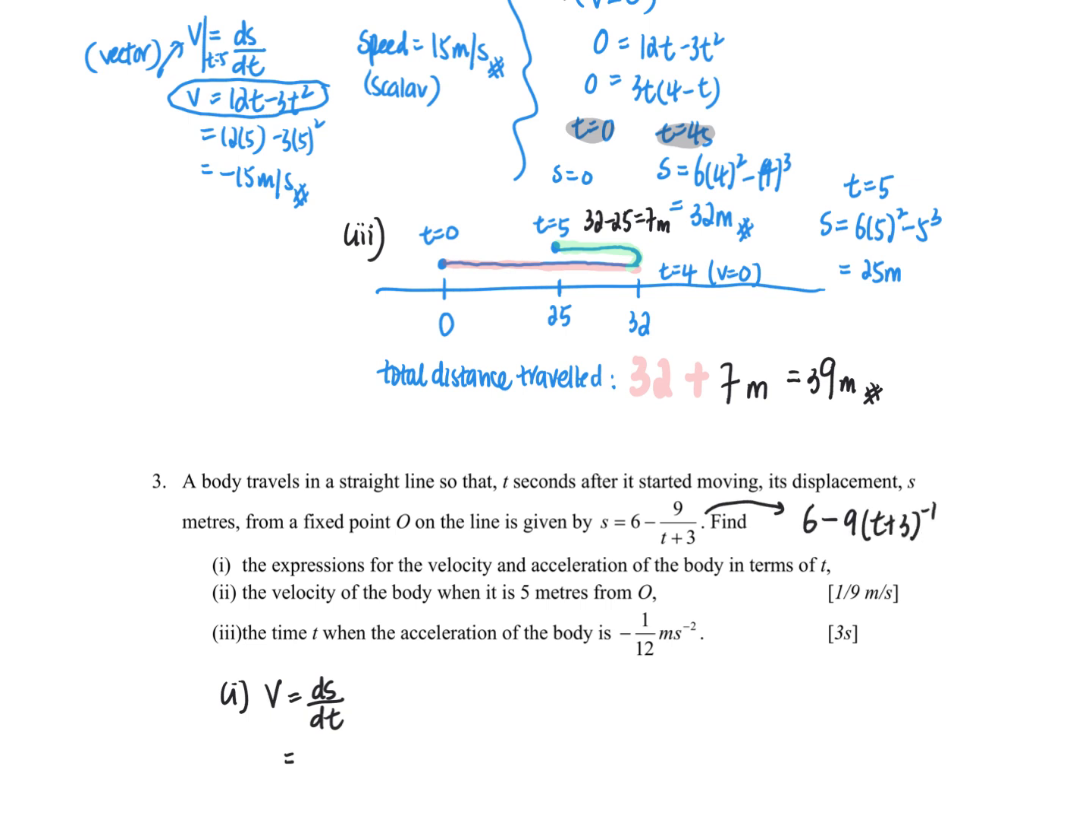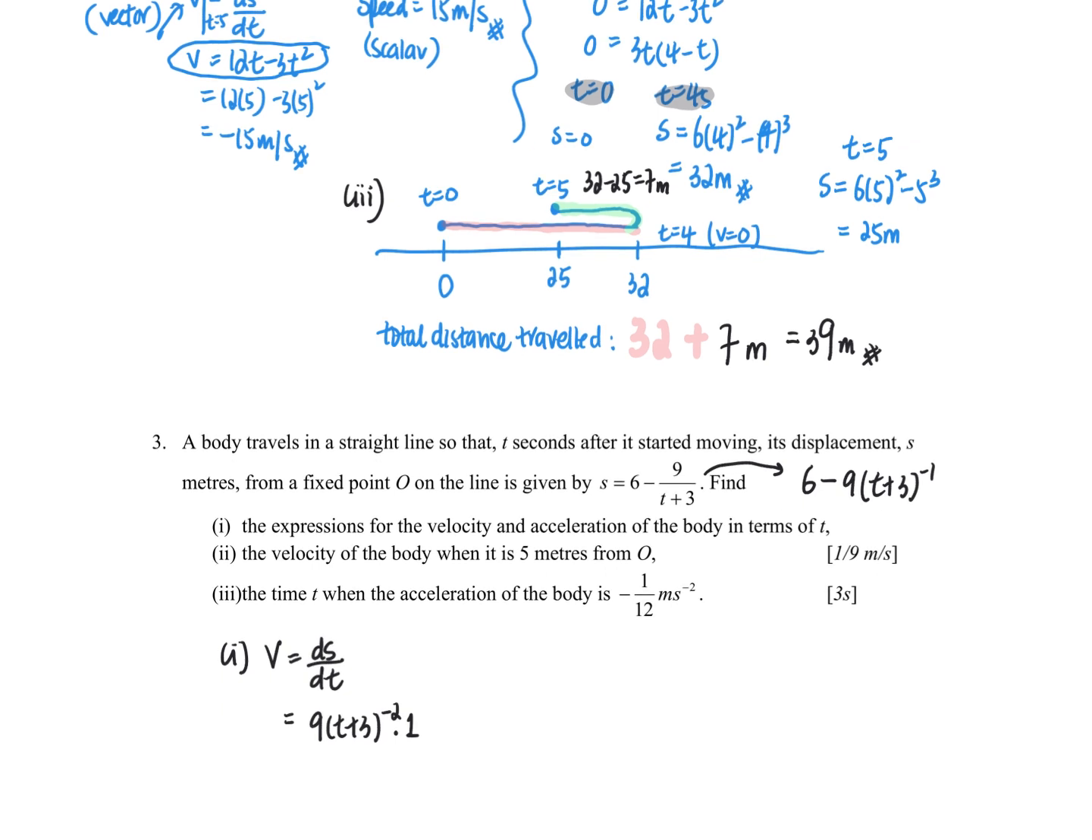Okay, the 6 will be gone. Bring down the minus 1, become positive. Subtract by 1. That's it. And then by right, you must multiply by the differentiation of the expression inside, which is just 1. So the v is just 9 over this thing squared.